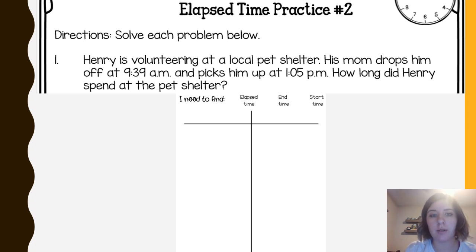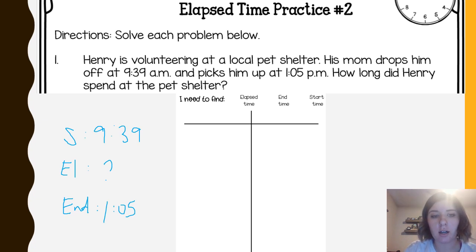Henry is volunteering at a local pet shop. His mom drops him off at 9:39 and picks him up at 1:05 p.m. How long did Henry spend at the shelter? I took a second to organize my information here. I see that the start time is 9:39. I don't know my elapsed time, and I know my end time is 1:05. So I'm looking for elapsed time.